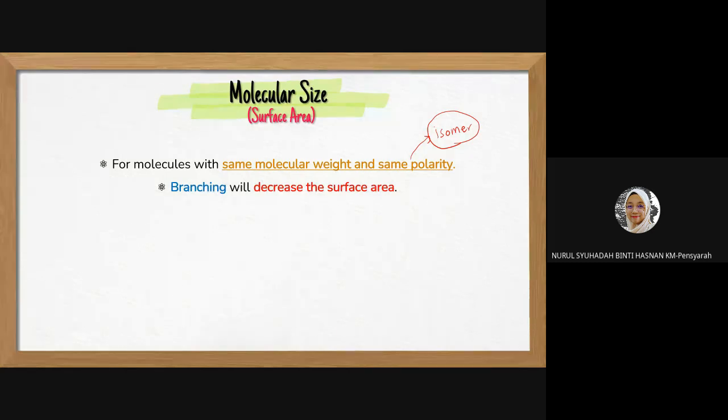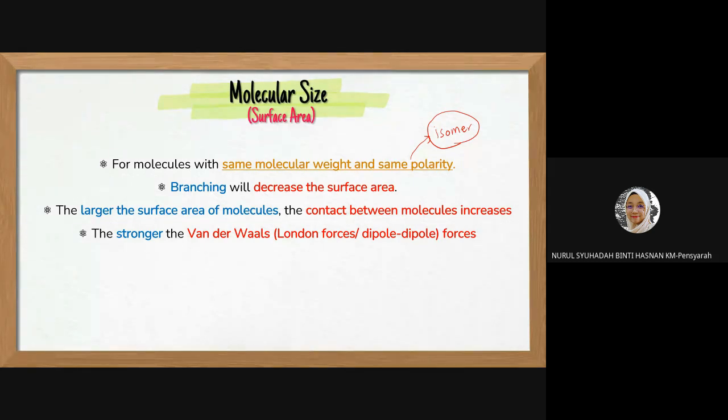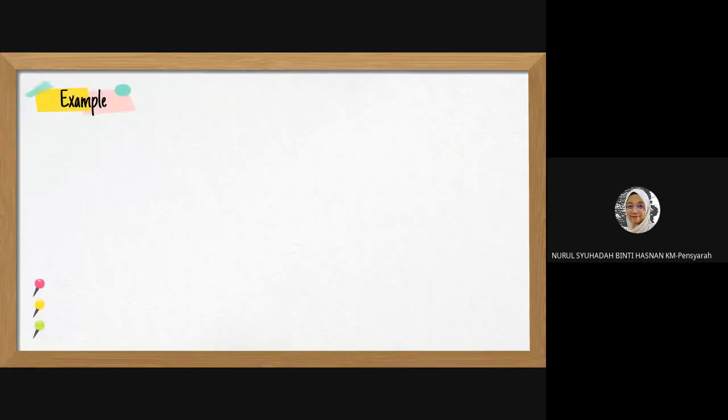So here, branching will decrease the surface area. The larger the surface area of a molecule, the more the contact between molecules will increase, and the stronger the van der Waals forces. So the boiling point will also be higher. For example, let me directly show an example. Compare the boiling point of butane with 2-methyl propane.